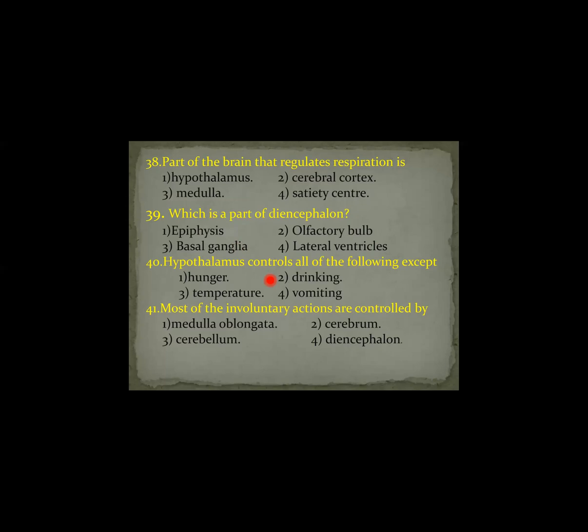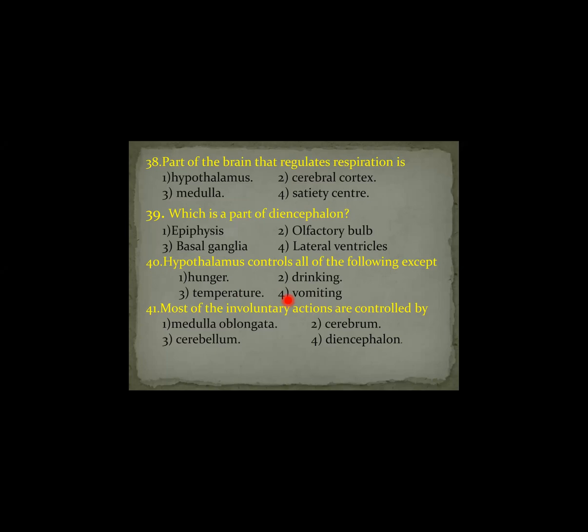Hypothalamus controls all the following except. So the hypothalamus controls hunger and thirst, that is drinking, and it controls the body temperature, but not vomiting. The vomiting center is present in the medulla oblongata, not in the hypothalamus. Therefore, the answer is the fourth option.